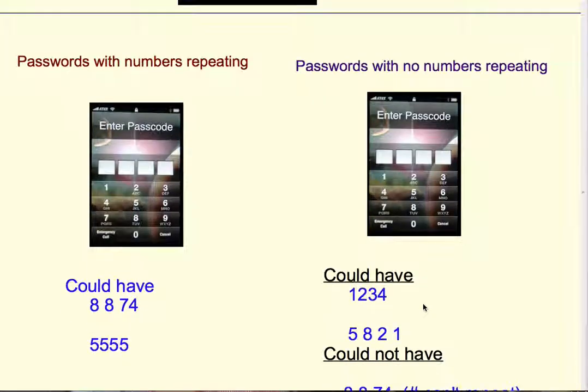So that you understand the difference right here, if I had numbers repeating, let's say you look over my shoulder and you see I'm typing in some things and it looks like I'm repeating a password like 8874 is a possibility. Or I could just hit the same number, 5555. This one right here, you're going to have the most possibilities on this one.